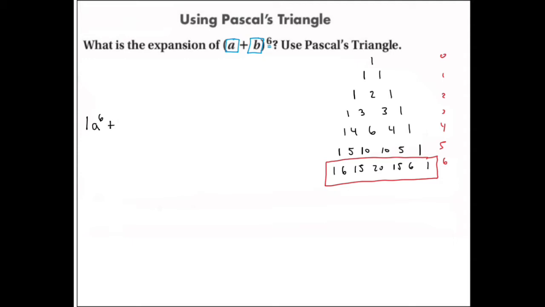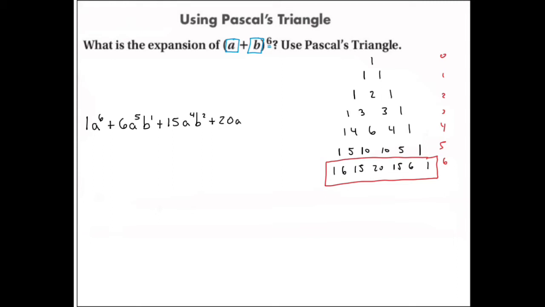Then we'll move to the next term. We've got 6a, and this time a is going to lose one of its exponents, a to the 5th, but then the b is going to gain the next one. Then we'll go to the next part. We'll go 15, a to the fourth, b squared. Notice how they're trading off exponents as they go.